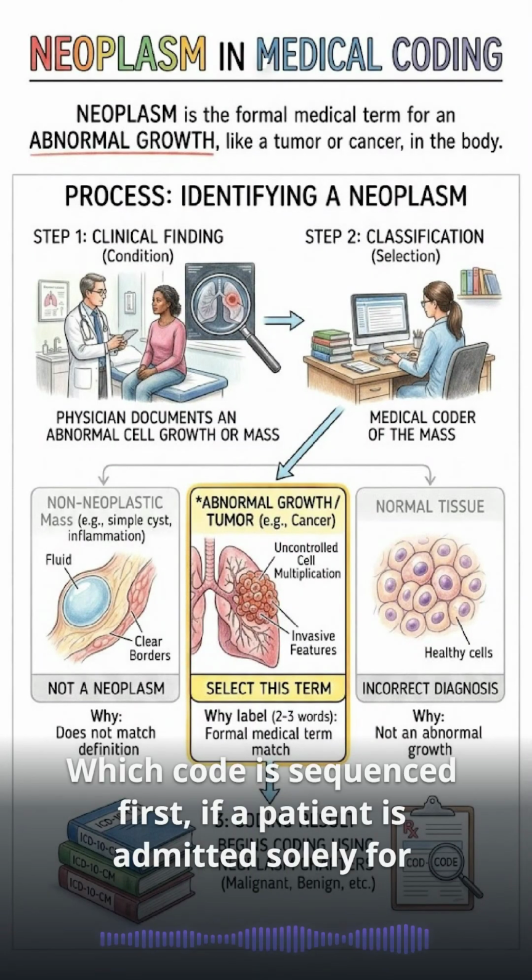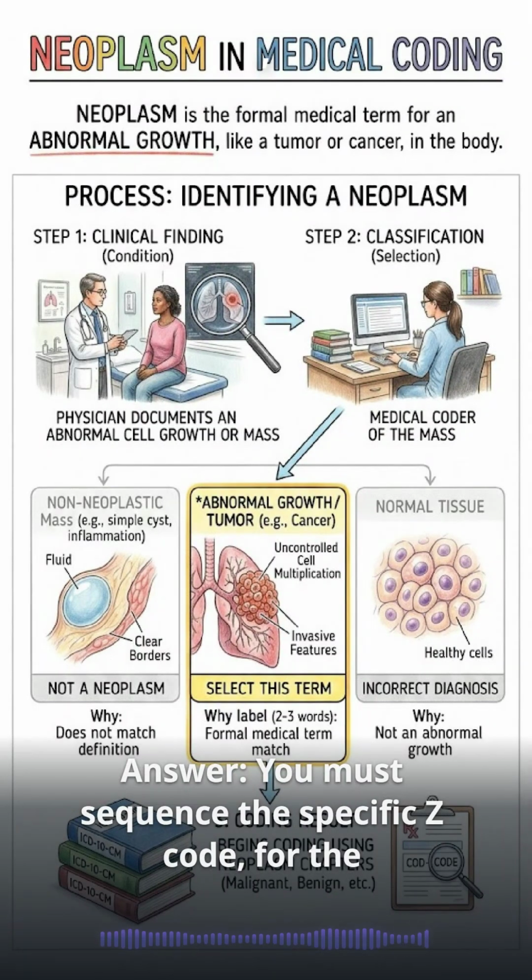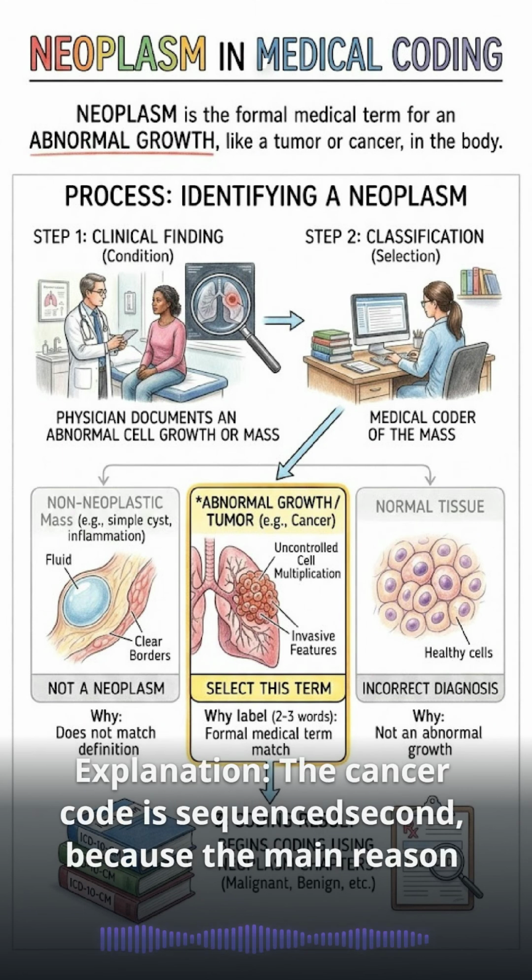62. Which code is sequenced first if a patient is admitted solely for chemotherapy treatment? You must sequence the specific Z code for the medical chemotherapy encounter first. The cancer code is sequenced second, because the main reason is the chemotherapy session.